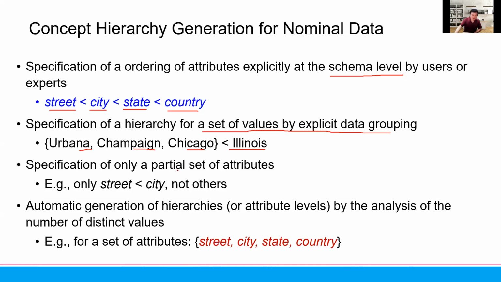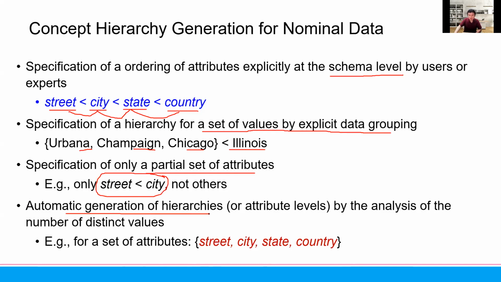And for the specification of only a partial set of attributes, we have 4, okay, we have this definition, but I do not want to use all. So I just want to use only street and city. Yeah, that's also fine. So we just limit the number of data. Or we can do the automatic generation.